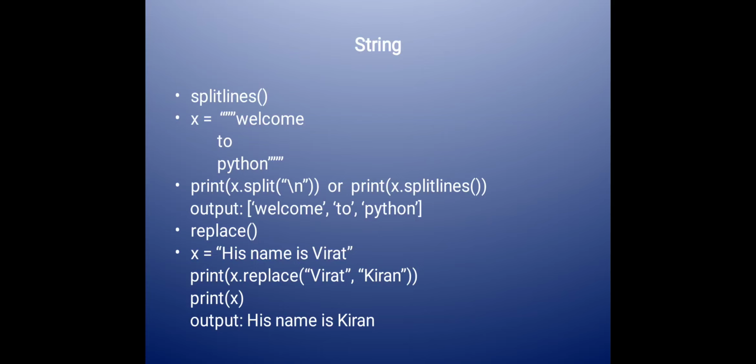Next comes the replace function. The replace function is used to replace an old word with a new word in a string. So x is equal to his name is Virat, print x dot replace Virat comma Kiran. The output will be his name is Kiran, that is the name Virat is replaced with the name Kiran. Okay, that's all about the replace function.